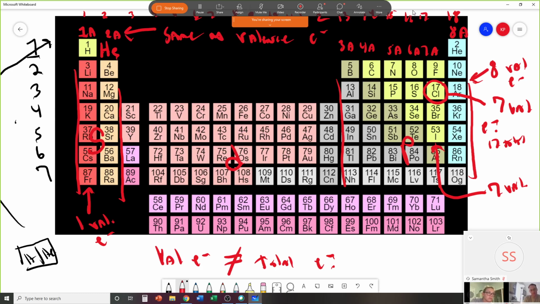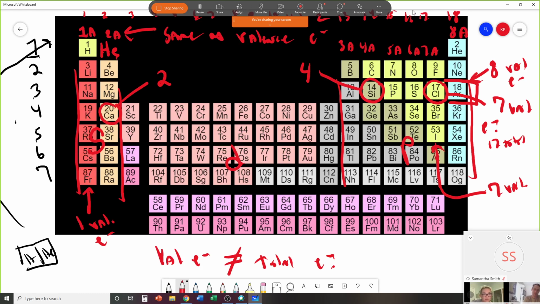How many valence electrons does, say, silicon have? It has 4. How many valence electrons does calcium have? It has 2. It doesn't matter that it has 20 electrons total for calcium. What matters is how many electrons it has on the outside. Because where's the outside? The outside for calcium is the previous finished shell, which is what? Argon. Okay? Previous row is the previous finished shell.